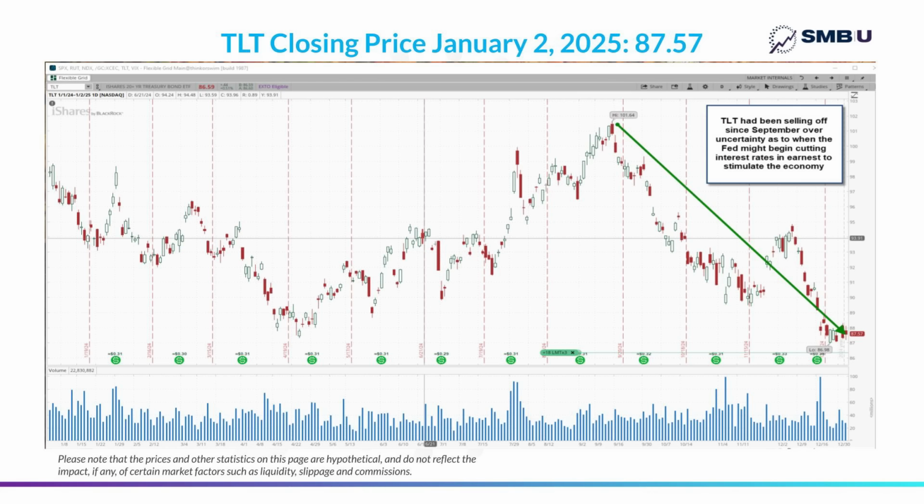And as you can see, with the uncertainty around the direction of inflation and therefore Fed policy, the ETF has been selling off steadily since September of 2024. And by the first trading day of 2025, January 2nd, the ETF closed at 87.57, well off its highs back in September.